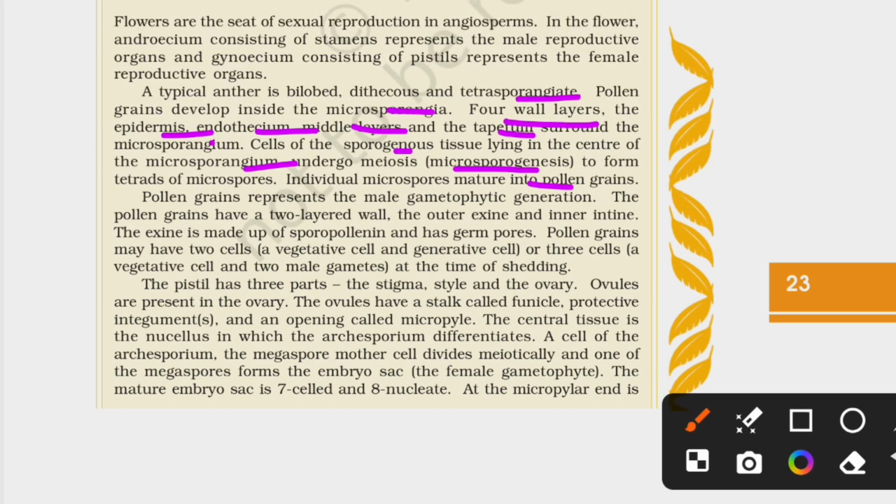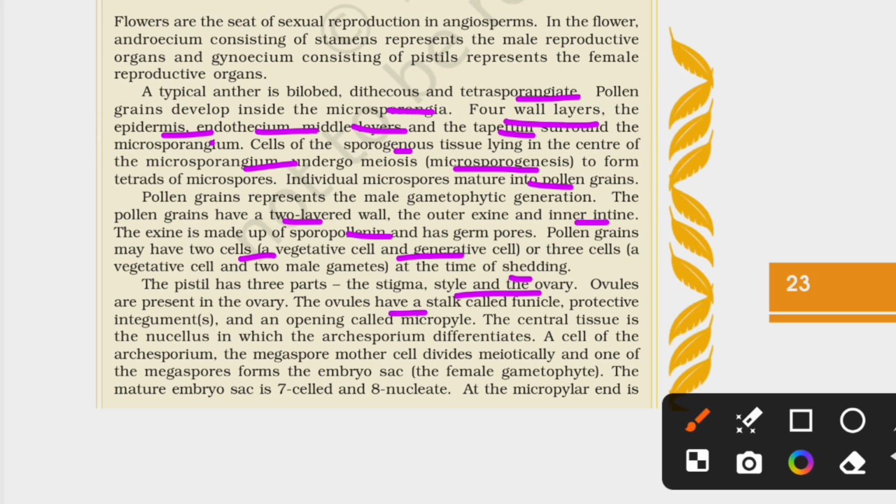The pollen grain has a two-layered wall, the outer exine and inner intine. The exine is made up of sporopollenin and has germ pores. Pollen grains may have two cells, a vegetative cell and a generative cell, or three cells, a vegetative cell and two male gametes. At the time of shedding, the pistil has three parts: stigma, style and ovary. Ovules are present in the ovary.